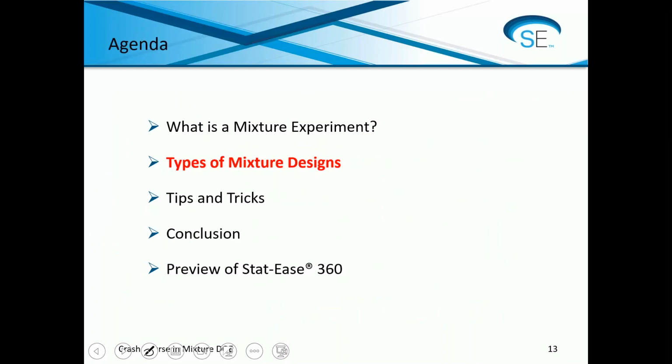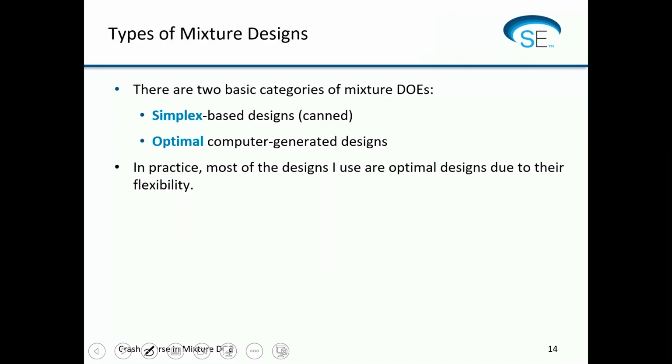So now let's look at some different types of mixture DOE that you may be using going forward. We'll also do one demo, going through a build and an analysis. Now, just as a disclaimer, there's only one type of mixture DOE that I use 99% of the time, and that's what's called an optimal computer-generated design. But I'm still going to point out another type of design that you might run into once in a while.